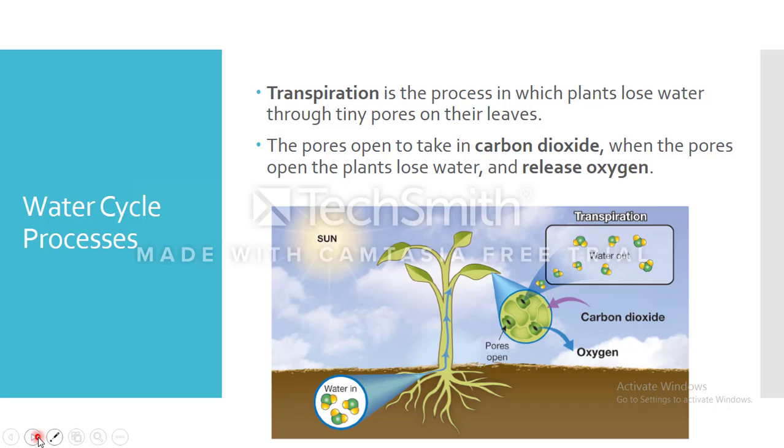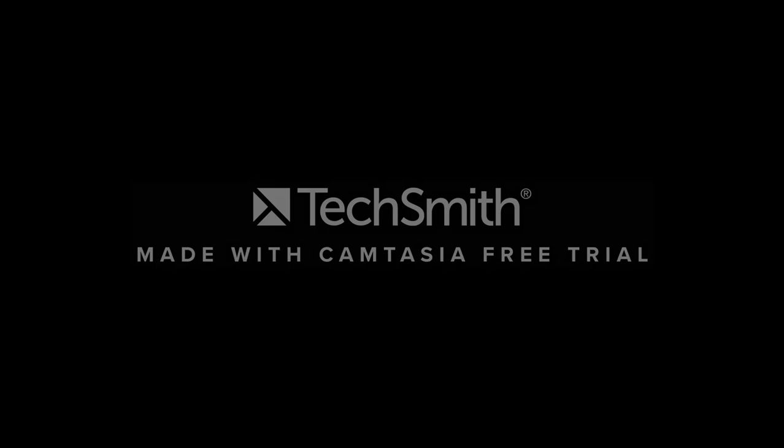Transpiration is the process in which plants lose water through tiny pores on their leaves. The pores open to take in carbon dioxide. When the pores open, the plants lose water and release oxygen. The plants lose water in the form of water vapor. The plants have used the sun's energy to change the water from the liquid phase to its gas phase. The water vapor contributes to the water cycle. All living organisms benefit from the released oxygen. That is what we breathe.